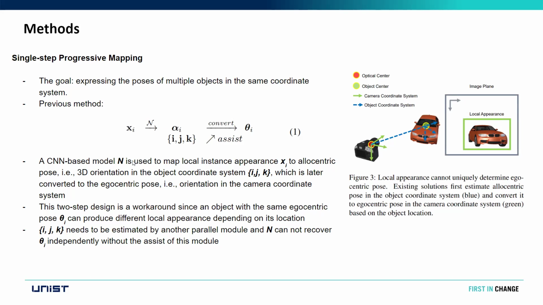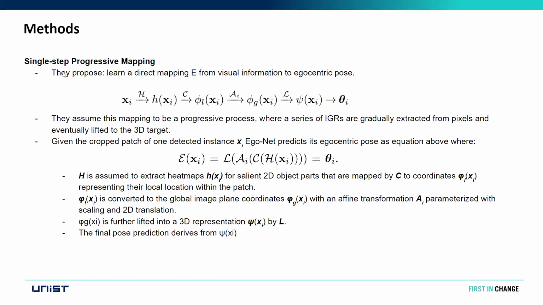So n is a CNN-based model, and it's used to map the local instance appearance to the allocentric pose, like alpha i, and then using the coordinate system, we can convert it to the camera coordinate system. In this paper, they argue that this is not necessary, so they propose this formulation, which learns intermediary features and then gets the pose information directly without any assist.